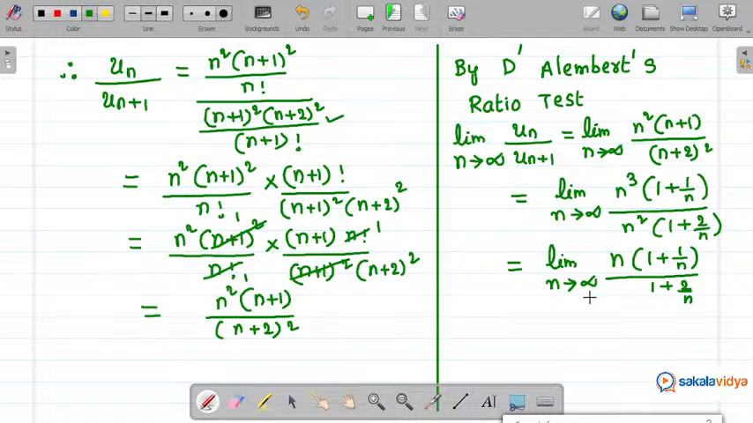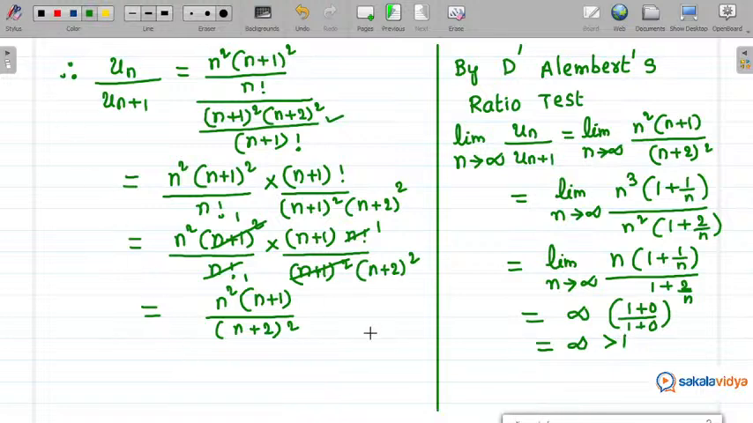As n approaches infinity, 1 by n, 2 by n tends to 0. This is 1 plus 0 by 1 plus 0, but n is there. Here infinity into 1 plus 0 by 1 plus 0. Infinity into 1 is infinity, that is positive infinity. So that means greater than 1. When it is greater than 1, we can state that hence sigma un is convergent. I hope you might have followed this question, right?